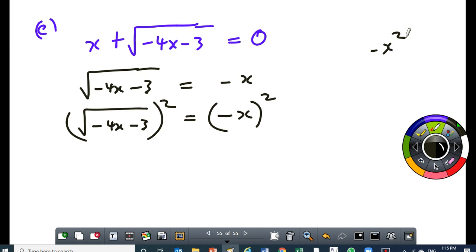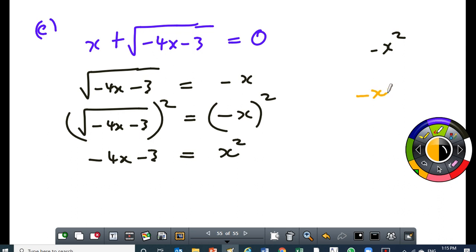Then on the left hand side, by squaring both sides, you are going to remove the square root, so you end up with minus 4x minus 3 equal to x squared. By now, you should know that minus x squared is not equal to minus x all squared. They are not the same. If you put the minus x inside brackets, you get a positive x squared. If you don't put brackets, you get a negative x squared. That's the difference.